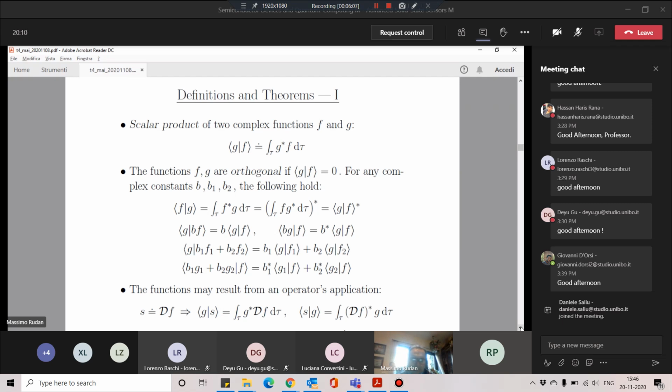The scalar product is a linear operation. So if you multiply scalarly g by a linear combination b1 f1 plus b2 f2, you obtain b1 times the scalar product of g with f1 plus b2 with the scalar product of g with f2. And similarly, if you consider the scalar product with a linear combination on the left, then you have b1 star times g1 scalar f plus b2 star times g2 scalar f.